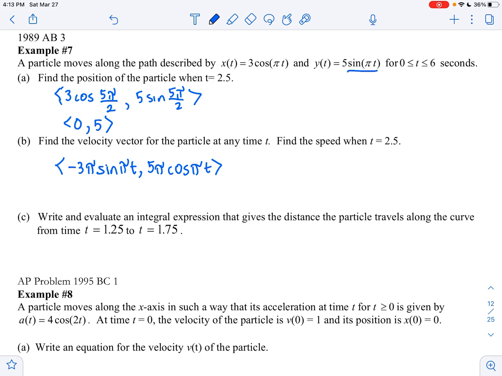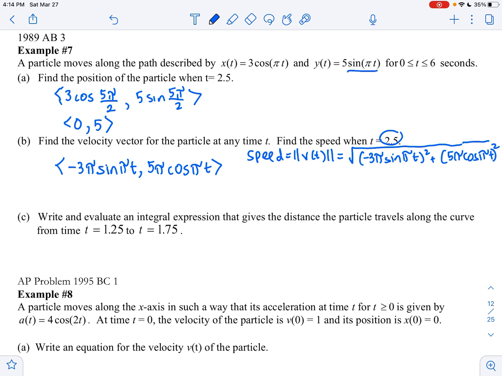Now they ask a secondary question, which is find the speed. If we think about speed as the magnitude of velocity, then we're thinking distance formula, we're thinking Pythagorean theorem. We square the horizontal component of our velocity vector, which we just found, and then add that to the vertical component that we just found.